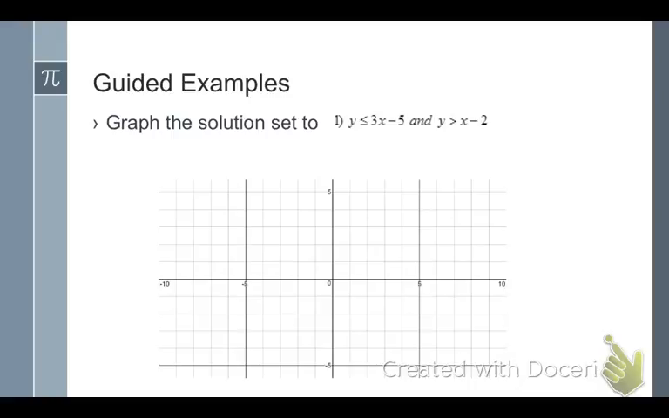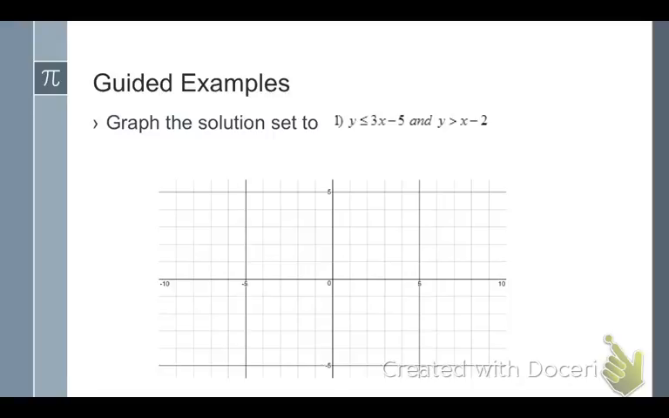This one, again, both are in slope-intercept form. I'll graph y less than or equal to 3x minus 5 and y greater than x minus 2. I'm going to do the best I can here with a hand-drawn graph. The first one I'll do in blue. Oops, sorry, I never remember when I have this marking thing on, I can't change the size of my screen without marking. Let's try this again.